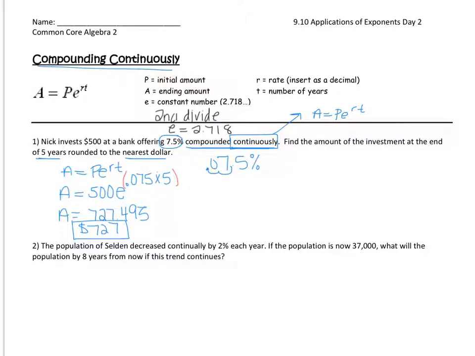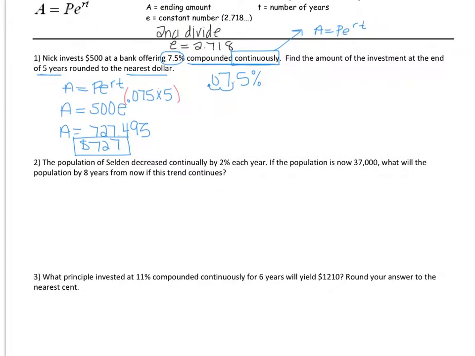Okay, let's try example number 2, where it says the population of Selden decreased continually, or continuous, by 2% each year. If the population is now 37,000, what will the population be 8 years from now if this trend continues? So we got the formula, A equals PE to the RT. So the initial population is 37,000, E, and now my rate of decrease is 2%.